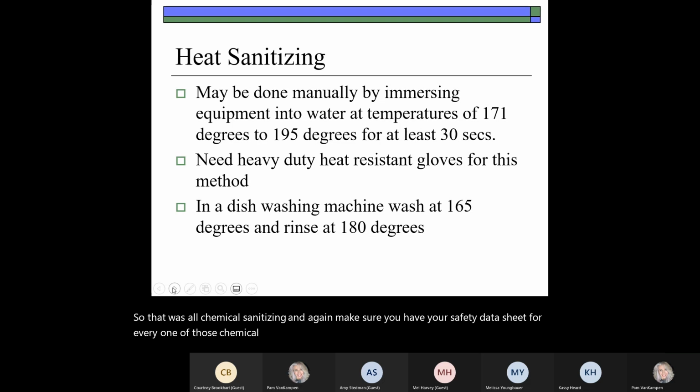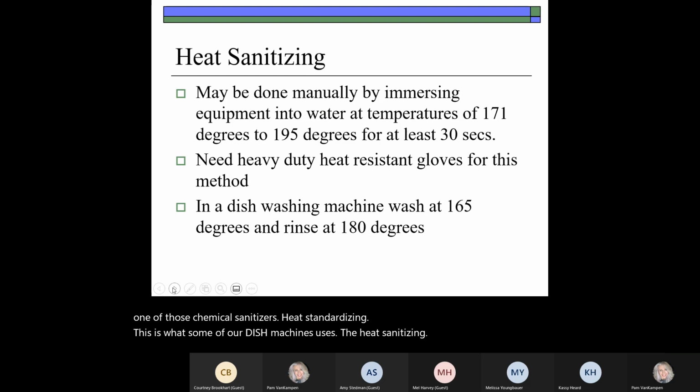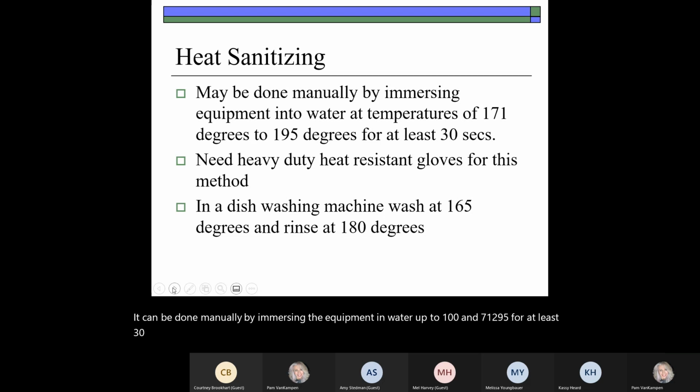Heat sanitizing. This is what some of our dish machines use, is the heat sanitizing. It can be done manually by immersing the equipment in water at 171 to 195 for at least 30 seconds. I don't think anyone is doing that. So this really comes into play with your dish machines.